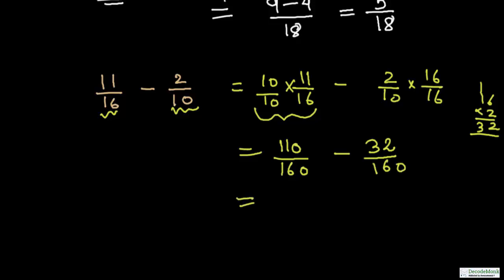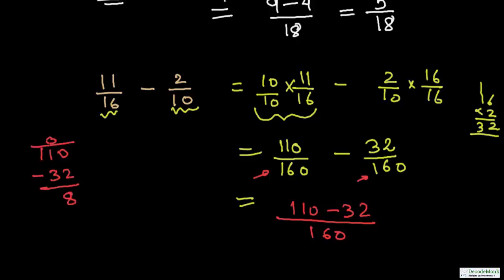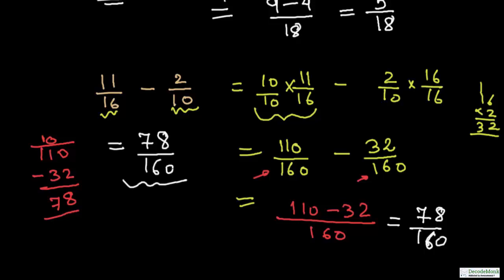So here please check that we have got like fractions. So what we can do is 110 minus 32, keeping the denominator the same. 110 minus 32: 10 minus 2 is 8, then 10 minus 3 is 7. So 78. So here it is 78 upon 160. You can see that the answer to this question is 78 upon 160. Now this fraction, as you can see, the unit place digits are even, so this 78 upon 160 can be reduced further, which I leave for you to do on your own.